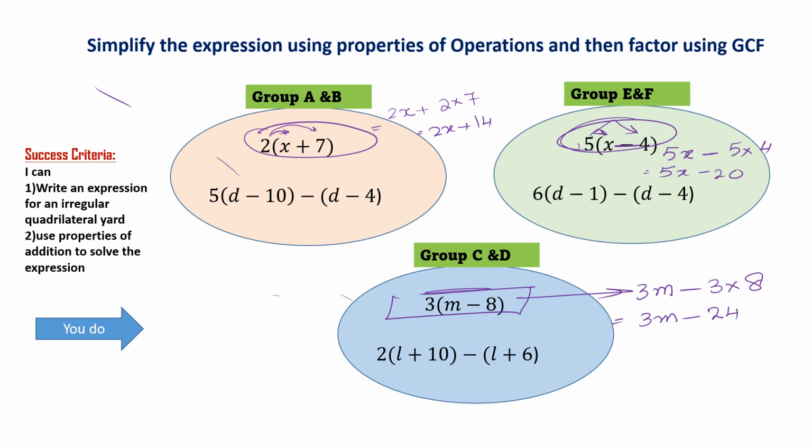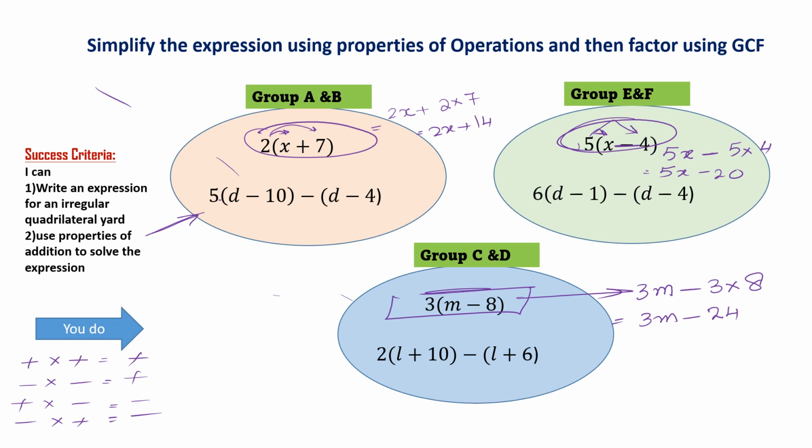Now let's try the other difficult question. Here we have two brackets. Look at this: 5 times bracket d minus 10 and minus then d minus 4. Before solving this, we have studied before also that if plus and plus are multiplying, it is said to be plus. If minus and minus are multiplying, you will get again plus. If plus and minus or minus and plus are multiplying, this will give you minus.